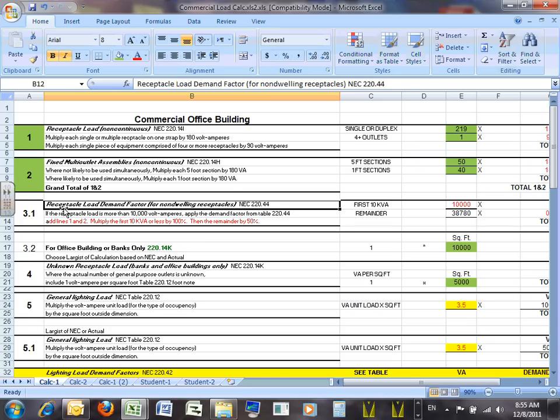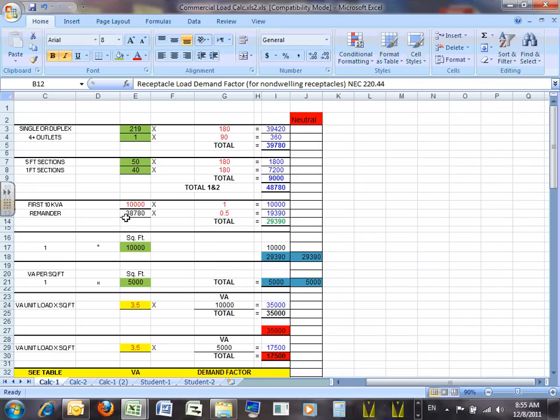Then this is where it becomes really interesting. Receptacle load for non-dwelling. Now, you're going to apply a demand factor from table 220.44. Here's what the code says, guys. You add all these receptacles and multi-outlet assembly, and you apply a demand factor for them. The first 10%, look at this one. Let's go to the table directly. Well, let's do this one first.